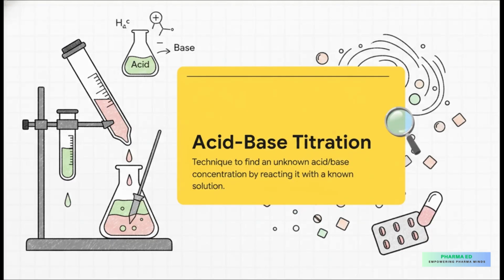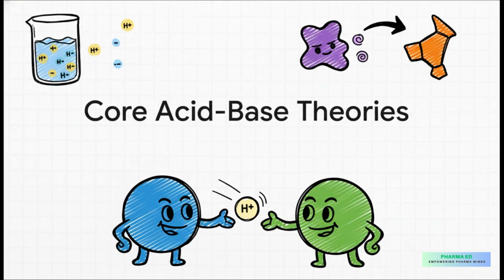So what exactly is an acid-base titration? At its heart, it's a quantitative chemical analysis method. Imagine you have a solution of an acid, but you have no idea what its concentration is. To find out, you react it with a base whose concentration you know very precisely. You keep adding the base until the acid is perfectly neutralized. By measuring exactly how much of the known solution you used, you can calculate the concentration of your unknown sample. Simple as that.